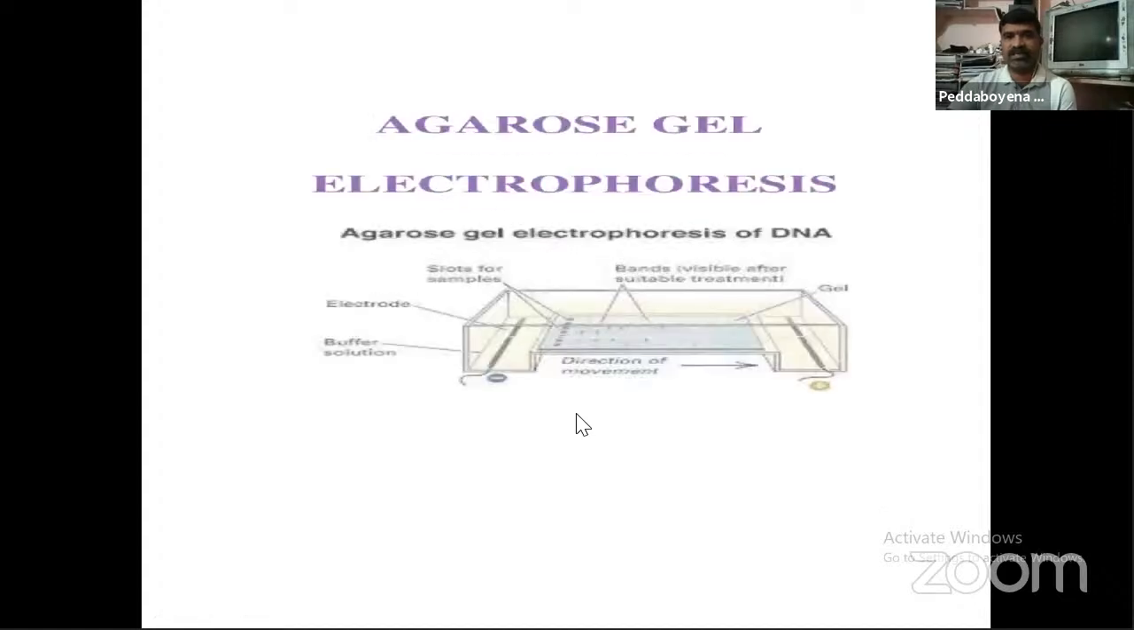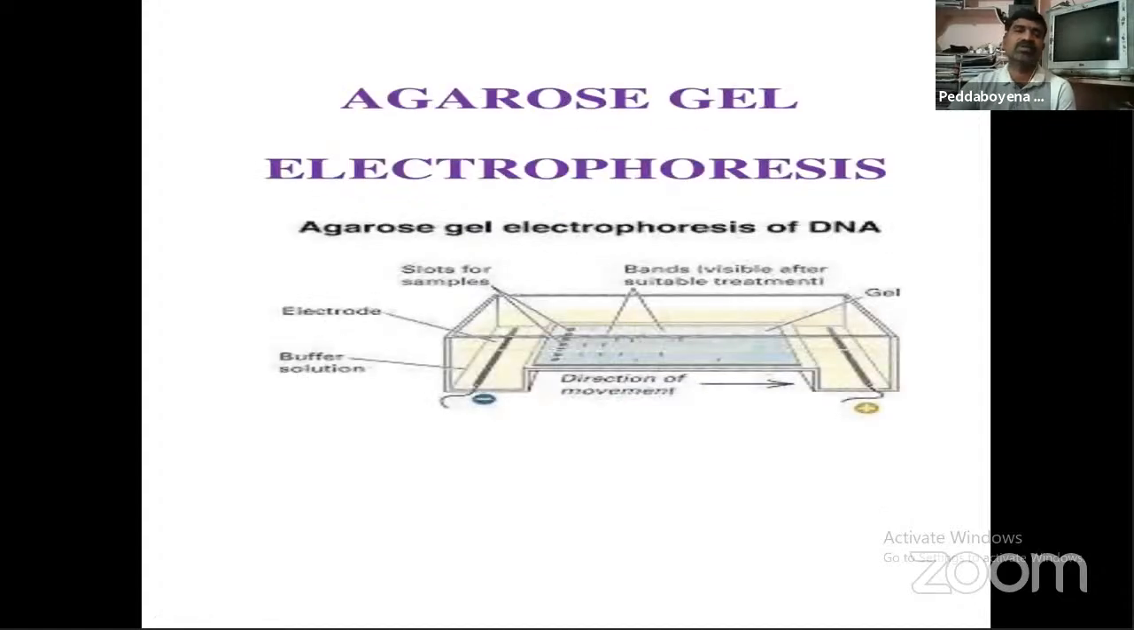After the restriction enzyme action is complete, we can use one technique. The technique is a specific technique for the separation of the fragments which are cut by the restriction enzymes. We can use one technique that is called, what is that? Agarose gel electrophoresis. In this you are observing the agarose gel electrophoresis of DNA.